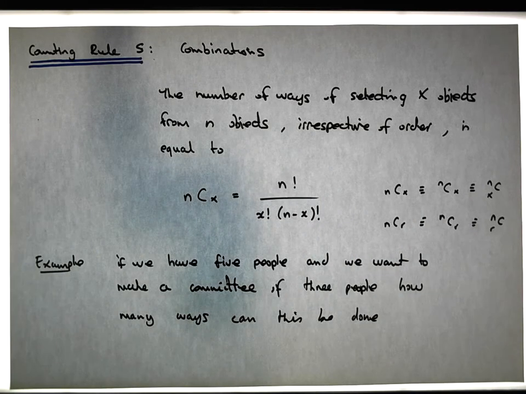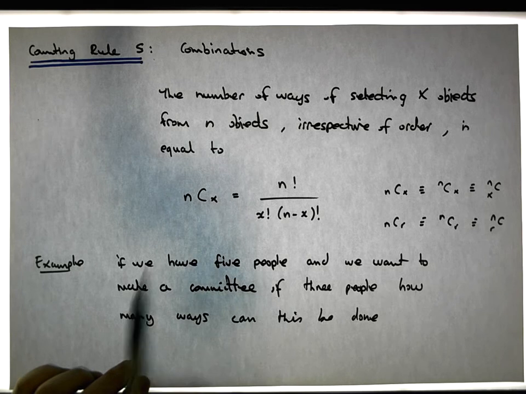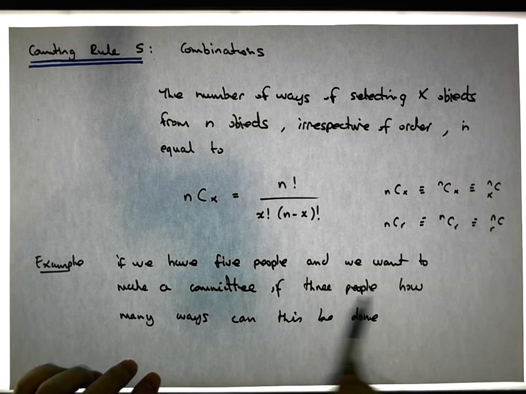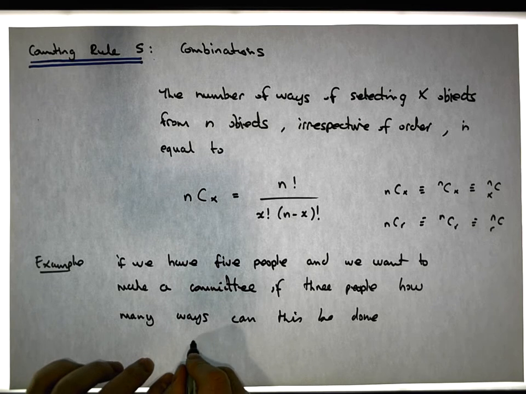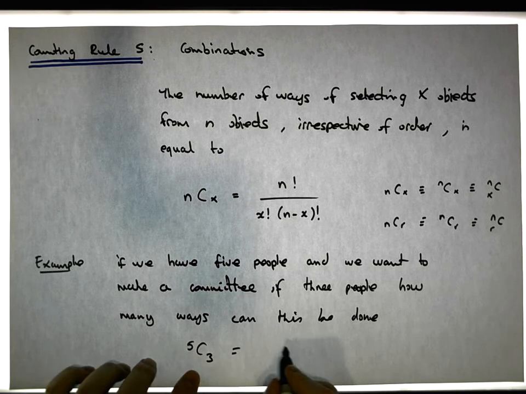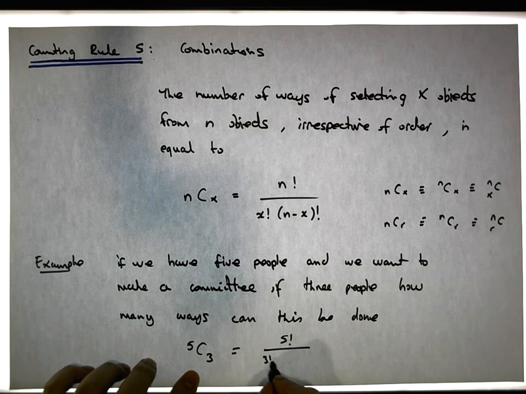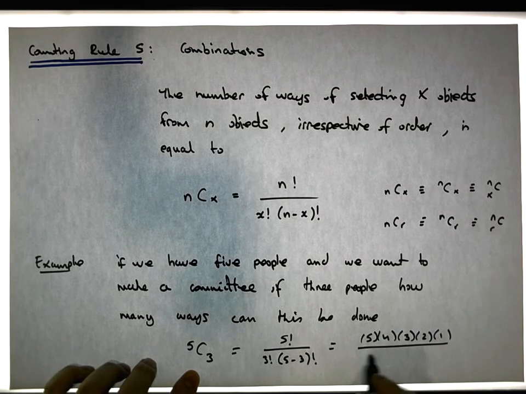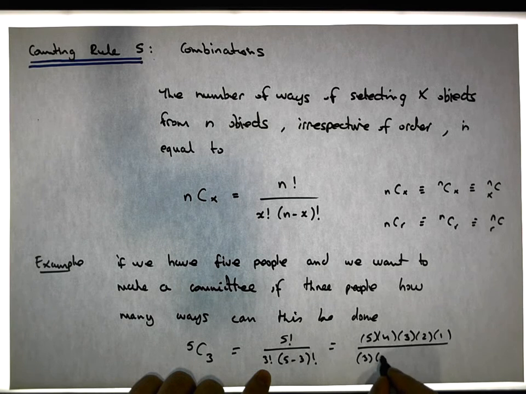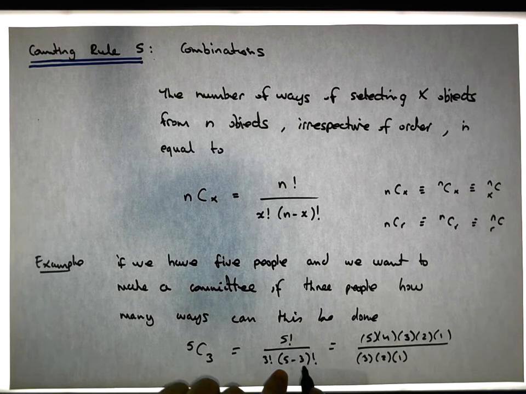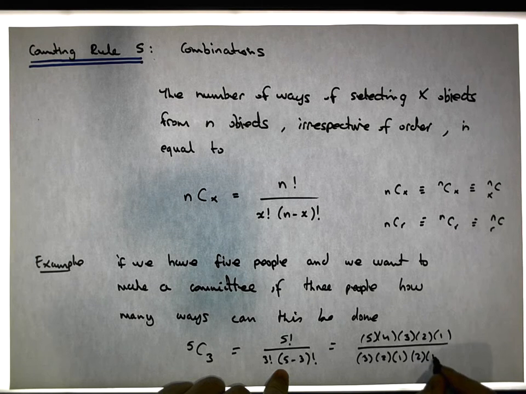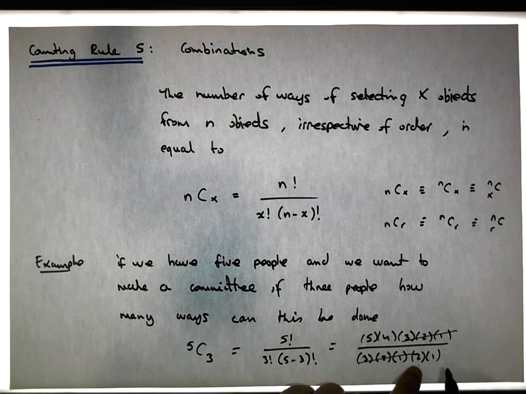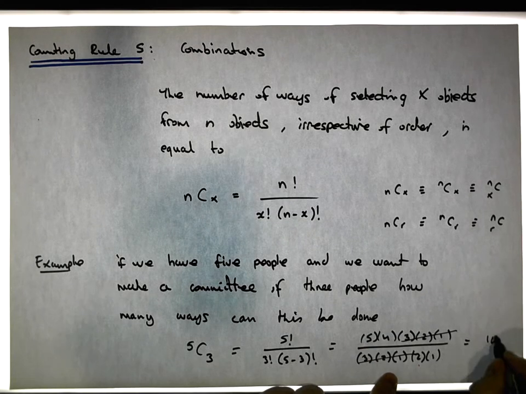So actually, the total number of objects that we have is 5. The number of objects we want to select from it is 3. So the answer here is 5C3, which is simply 5 factorial divided by 3 factorial times 5 minus 3 factorial, which gives us 5 times 4 times 3 times 2 times 1 divided by 3 times 2 times 1, and 5 minus 3 is 2, which is 2 factorial, so that's 2 times 1. The 3 times 2 times 1 cancels with the 3 times 2 times 1. 5 times 4 is 20, 2 times 1 is 2, and 2 into 20 gives us just 10 possible ways of doing that.